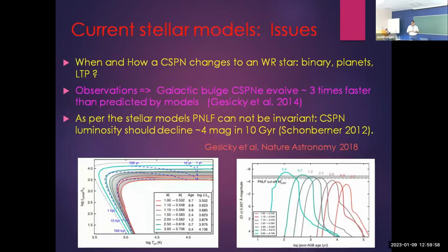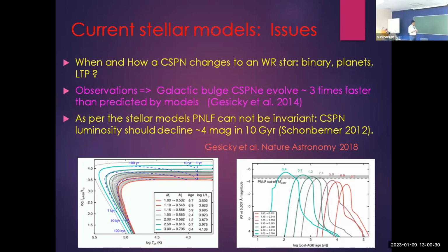And what are the issues in the current stellar models? Surely, the models worked out before 2016 are lacking in several factors. One is when a star becomes a planetary nebula, like a binary star making planetary nebulae, or the last thermal pulse, that is an open question. And observations show galactic bulge PNe evolve 3 times faster than what is predicted by the stellar evolution model. And this is not explained.